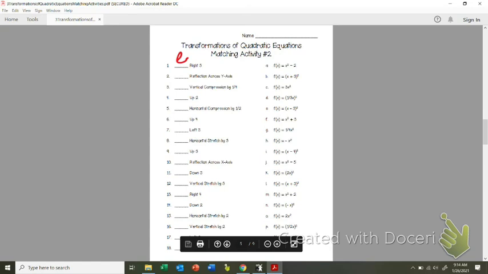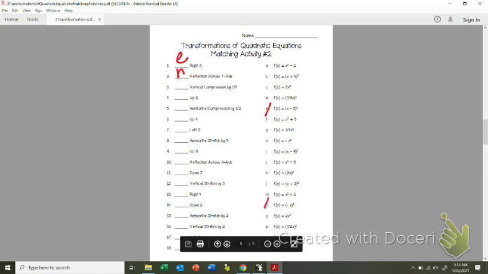Well, which one has the only negative sign on the inside of the parentheses? N. Raise your hand if you put N. Good. All right, you'll see it. Let's go ahead and mark out E and N.